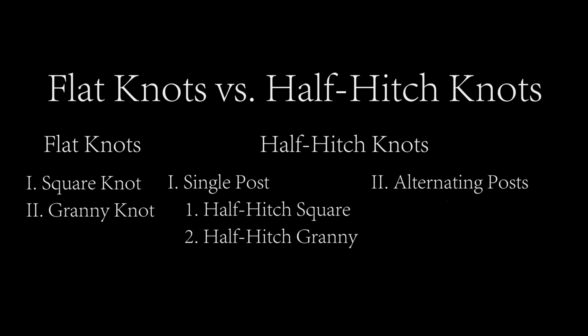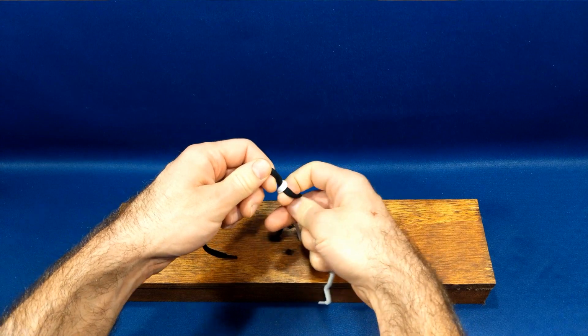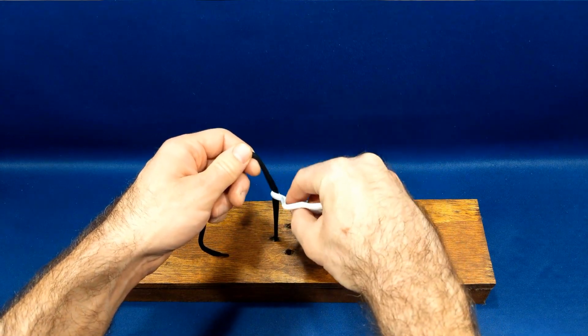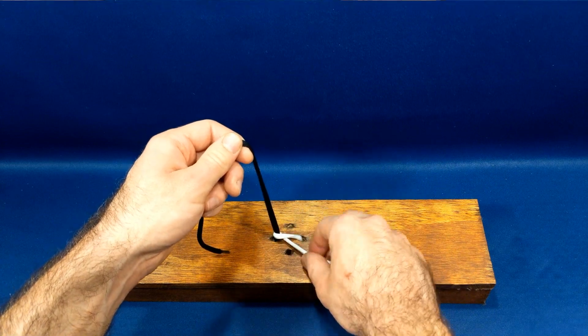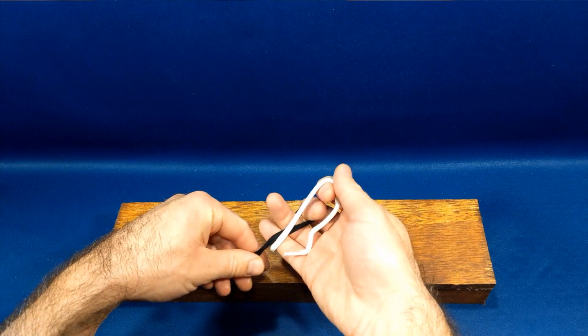We will now consider knots that utilize alternating posts. We will first consider a half-hitch square knot that utilizes alternating posts. An overhand throw is performed and tightened in the same fashion as it was for the first throw of the single post half-hitch square knot. An underhand throw is then performed.